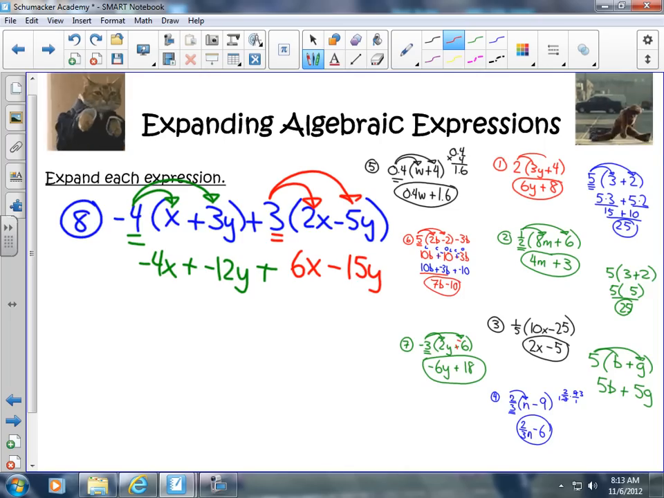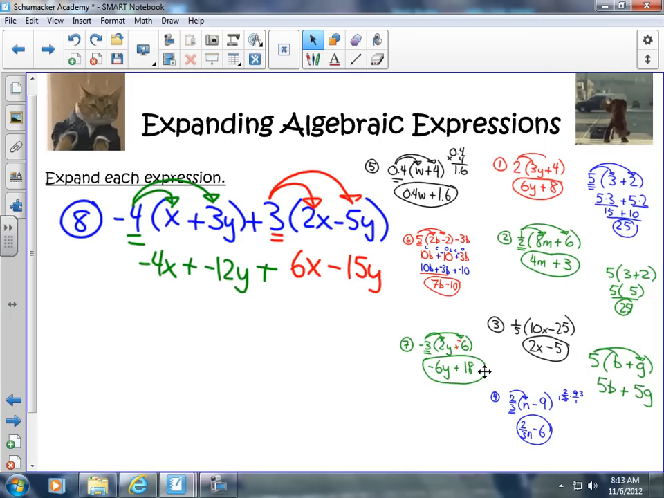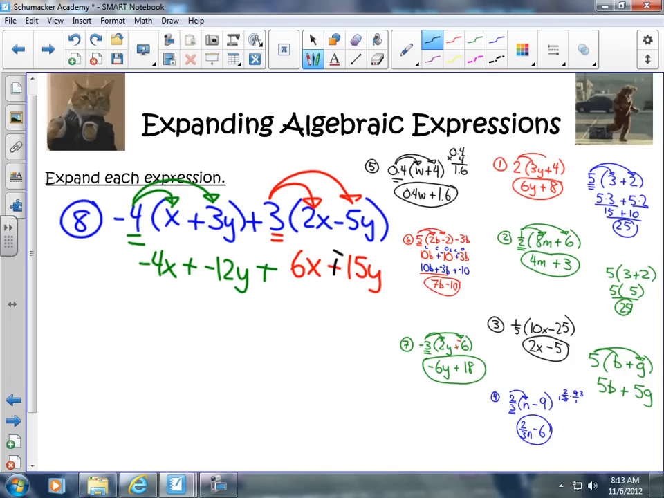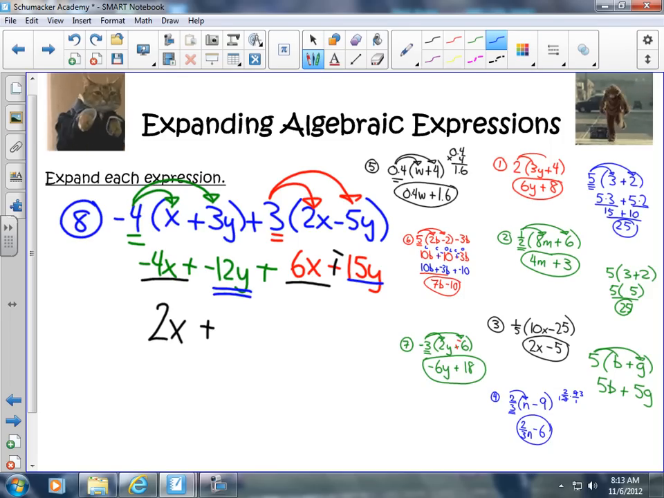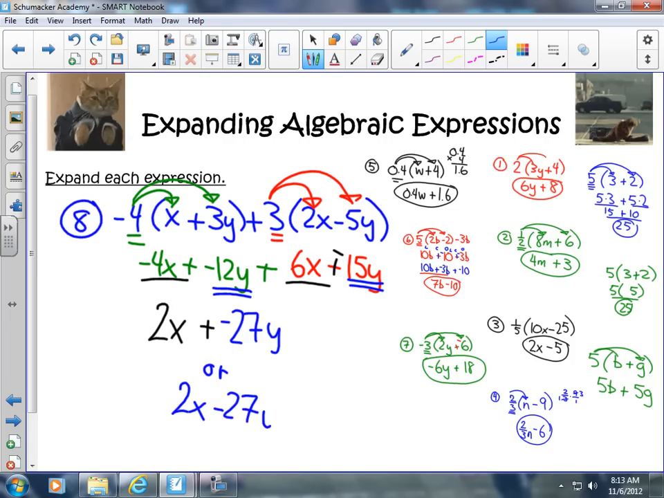All right, now I can go ahead and make this a plus negative. I've not changed anything. I've just made it into an addition problem. Now I can go ahead and begin combining like terms. I can combine the negative 4x plus the positive 6x, because all these are addition. I can go in any order now. If I add those together, I get positive 2x plus, and then I'm going to combine the negative 12y plus the negative 15y, which is going to get me negative 27y. Or, if you want to, you can just do 2x minus 27y.